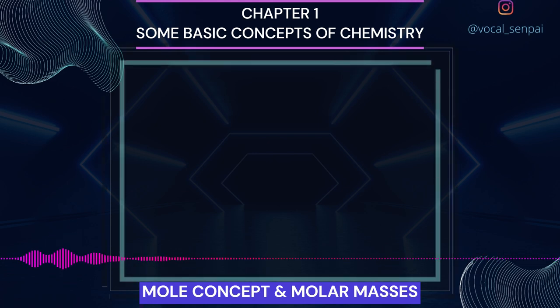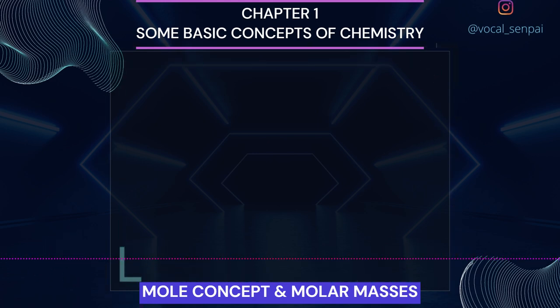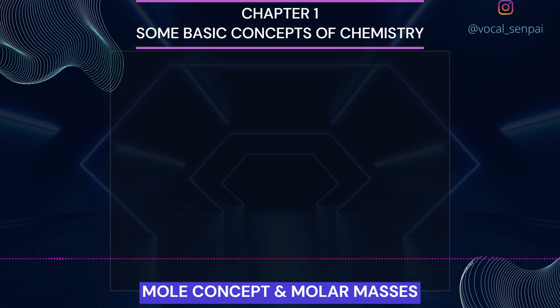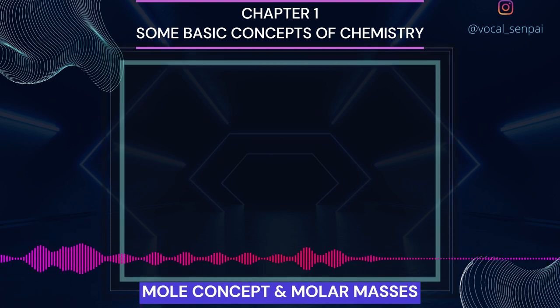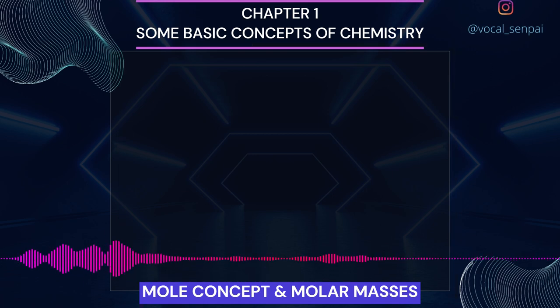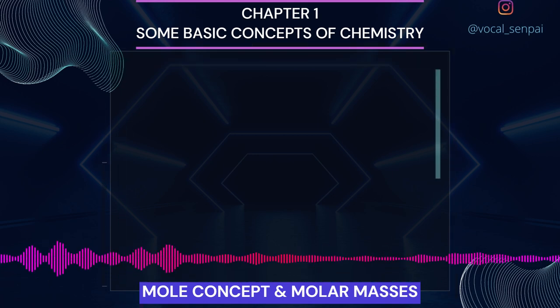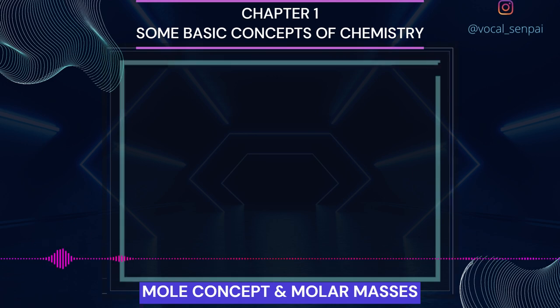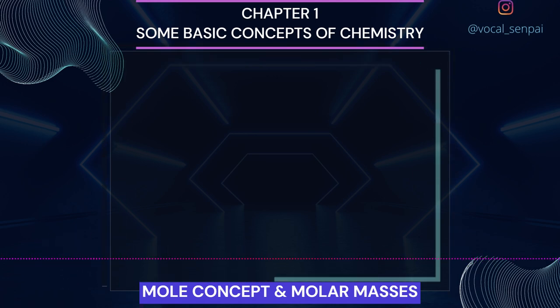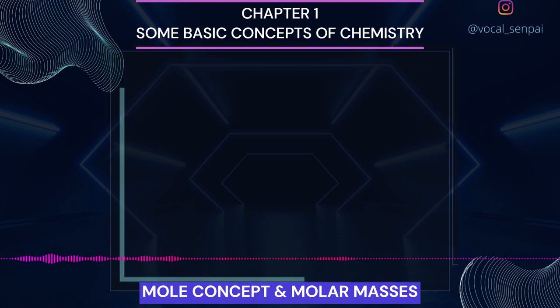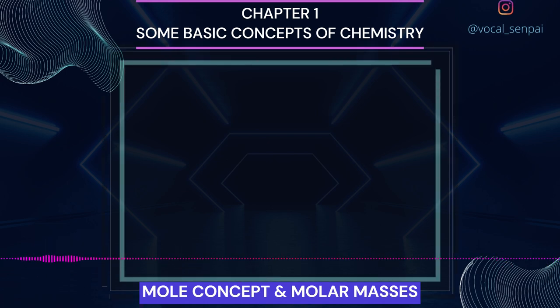Just as we denote 1 dozen for 12 items, score for 20 items, gross for 144 items, we use the idea of mole to count entities at the microscopic level, i.e. atoms, molecules, particles, electrons, ions, etc. In the SI system, mole, symbol mol, was introduced as the 7th base quantity for the amount of a substance. The mole, symbol mol, is the SI unit of amount of substance.